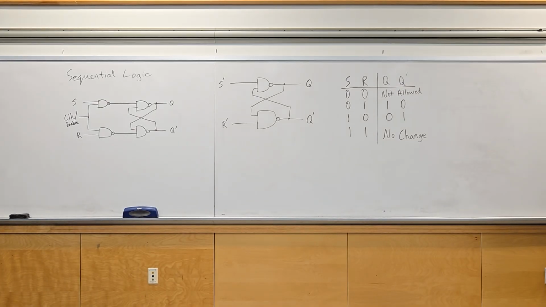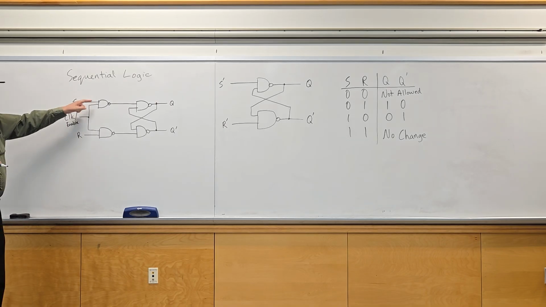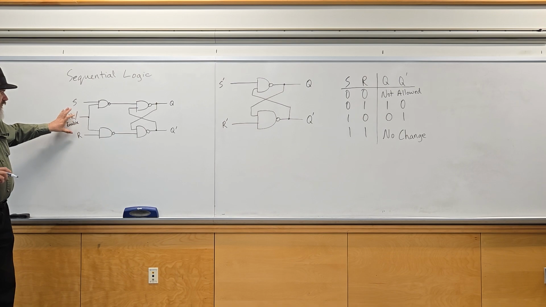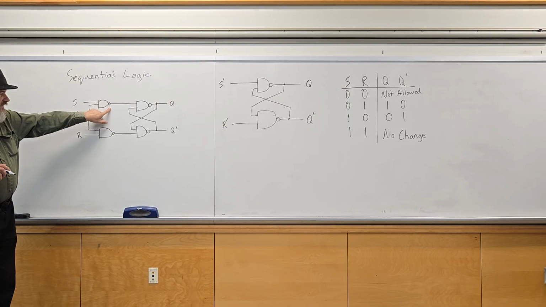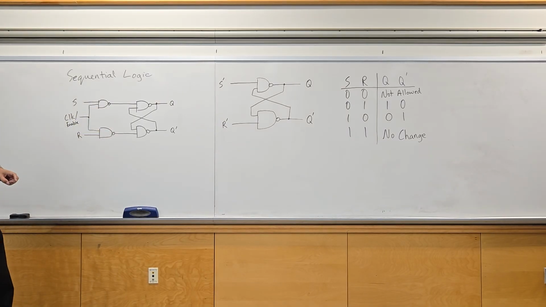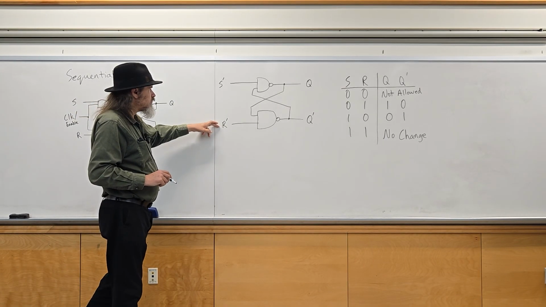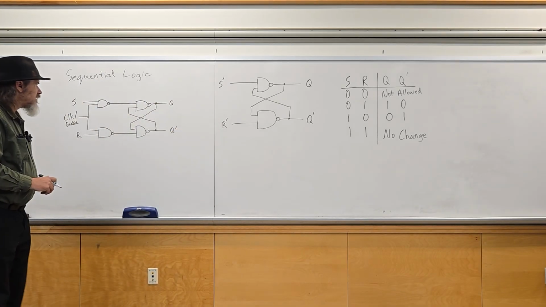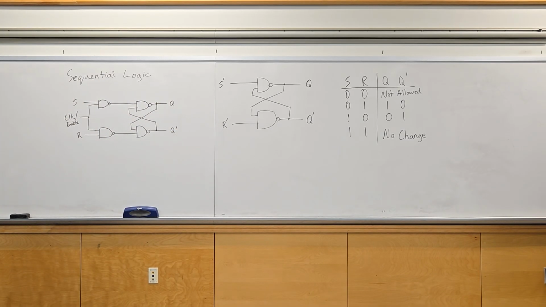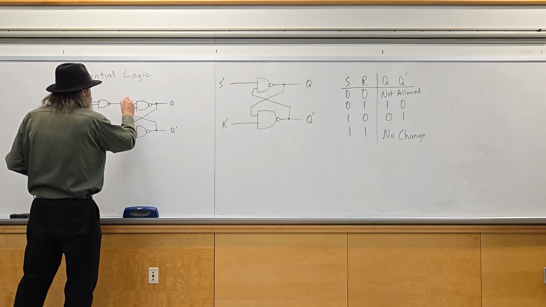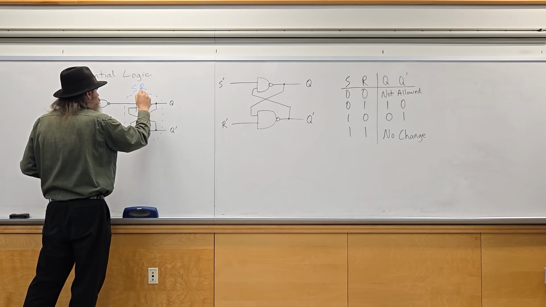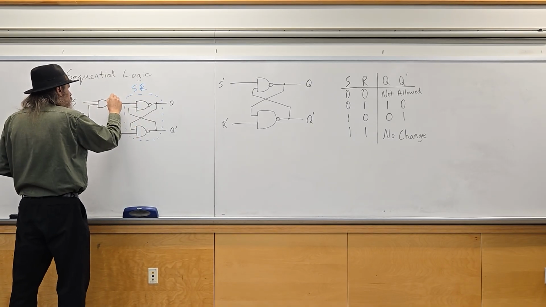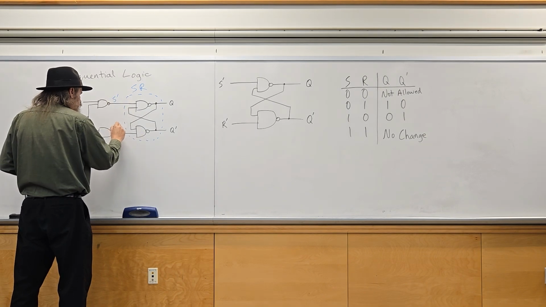So your clock or enable pin will allow you to send in the inputs from the S and R and invert the output for your inverted input SR latch. So this is your SR latch, and this is S prime, and this is R prime.